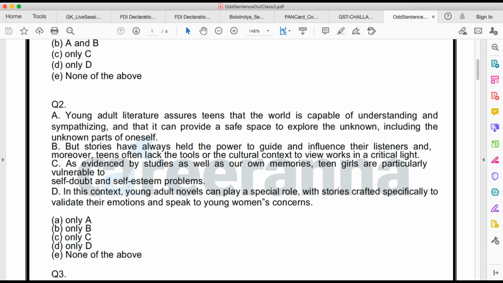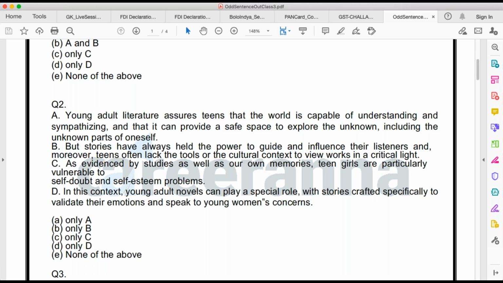Sentence number B, but stories have always held the power to guide and influence. The power to guide and influence. Is it again talking about stories' impact, and stories are nothing but the literature? Just like what we read in novels, fiction. A, B, and D related. Now my only confusion should be whether C should be my answer or none of the above should be my answer.